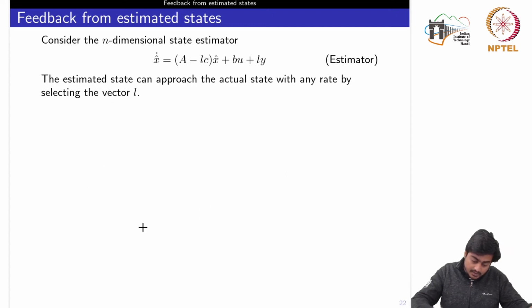Okay, so let's see. Consider the n-dimensional state estimator. Here we are considering the full dimensional state estimator, though the analysis would remain the same for the reduced dimensional observer. So this equation we had used earlier: x hat dot equals (A minus LC) x hat plus Bu plus Ly, where A minus LC is a stable matrix and Ly is an output injected term. The estimated state can approach the actual state at any rate by selecting the vector L. We have already assumed that the pair (A, C) is observable.